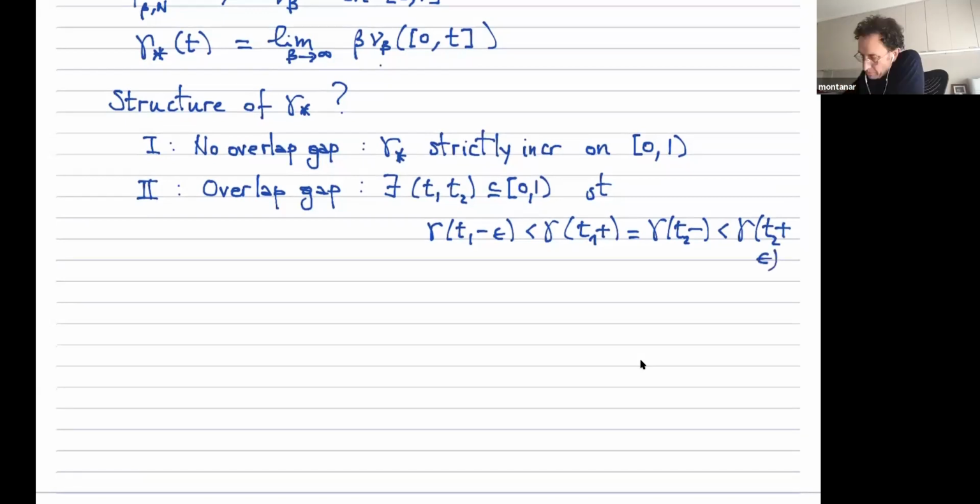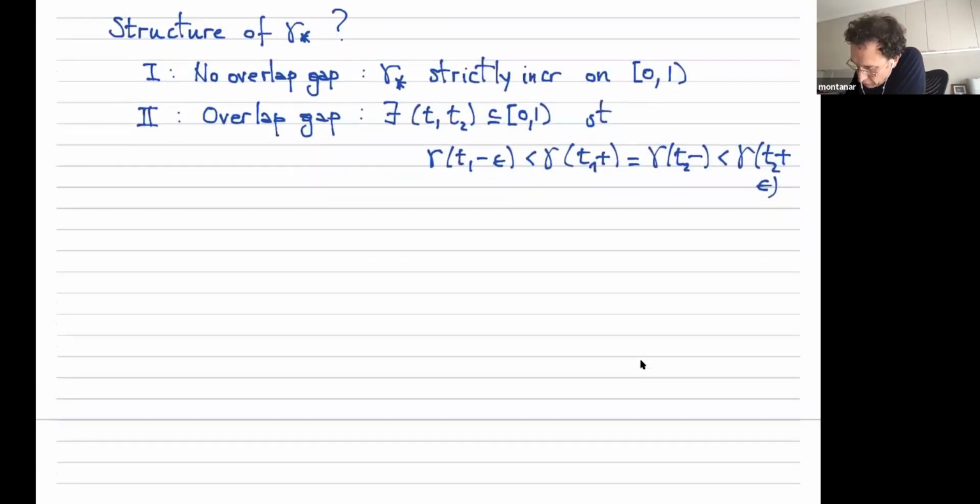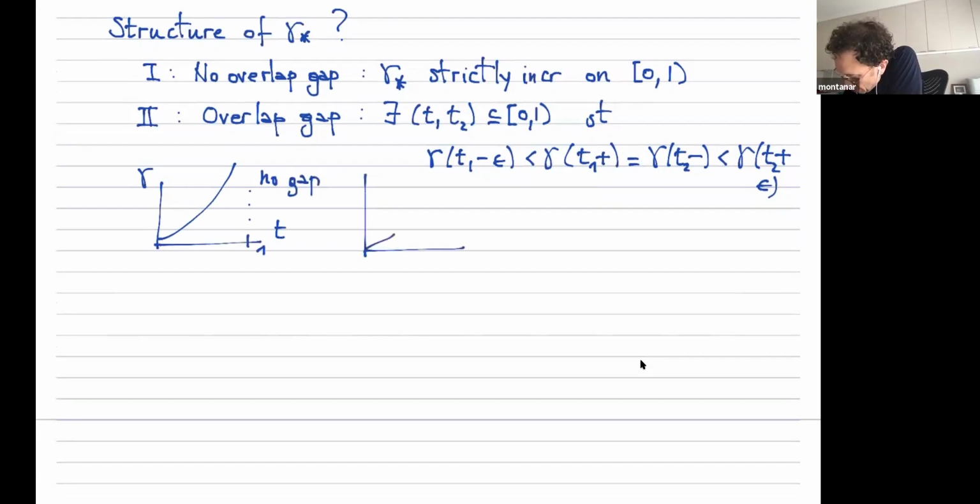Okay. So the figure is this: no overlap gap. Gamma typically will look like this. And so this is no gap. And with the gap that is constant between.